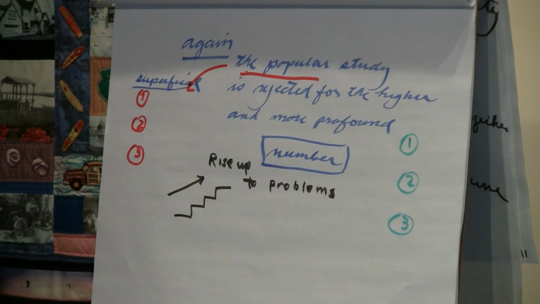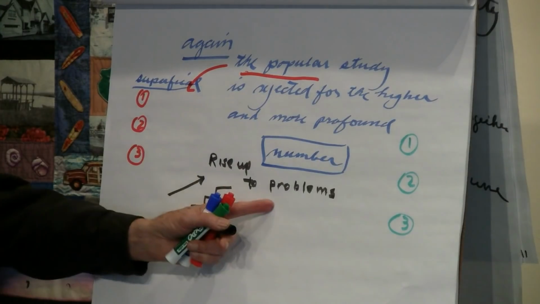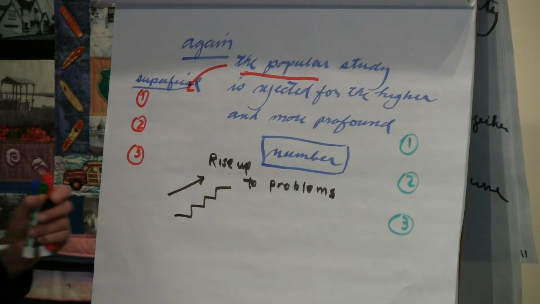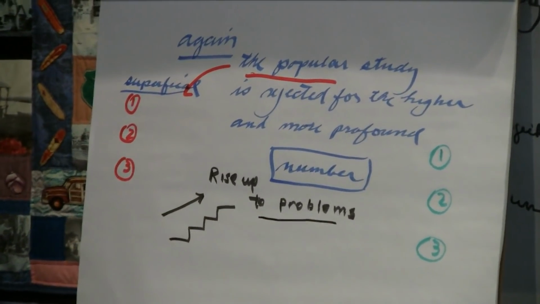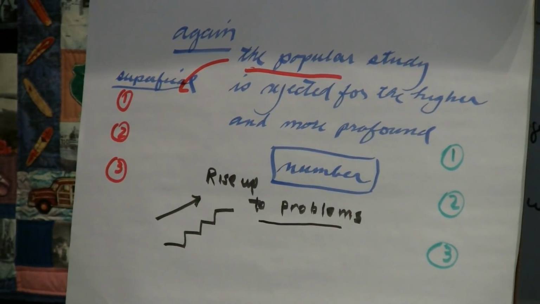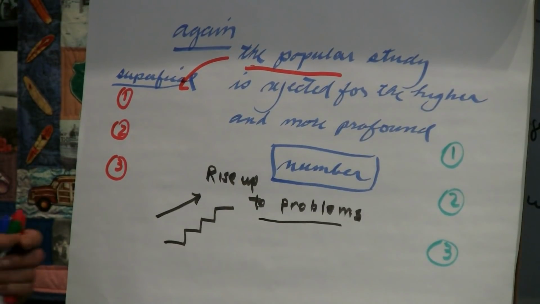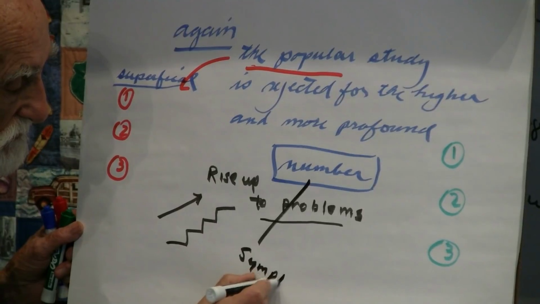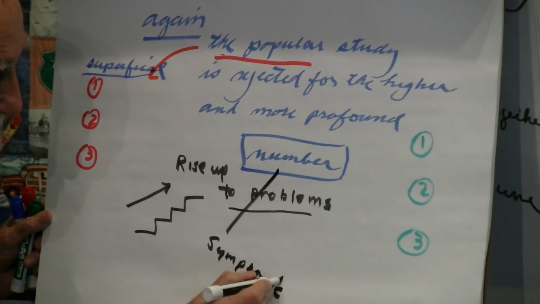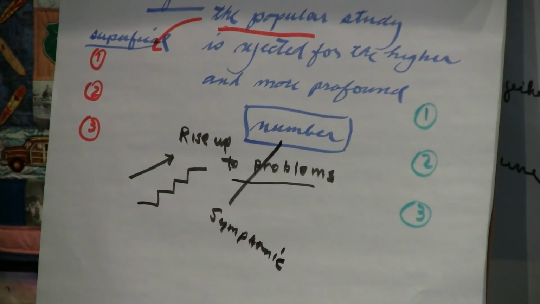They do not rise up to the level of what? So, problems. The lower do not rise to the level of problems, which means the other ones have to rise to the level of problems. That's us. And to inquire what numbers are symphonic, whatever that means. Right. Sound together. That's a good definition.